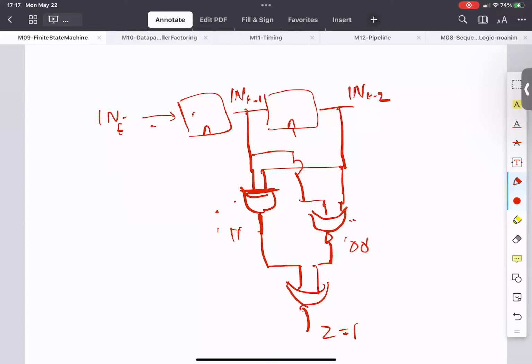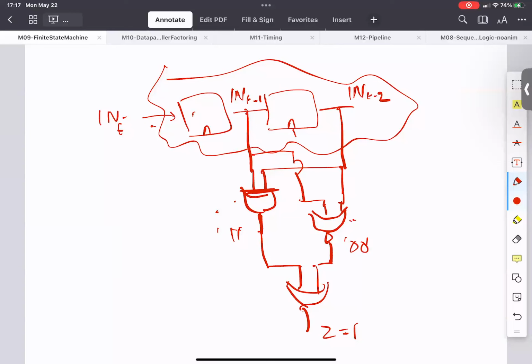So I can implement a lot of pattern detectors with this kind of approach, where we basically put a chain of flip-flops. This is often also called a shift register, because the inputs are kind of shifting, but it lets me remember the most recent k inputs. And then as long as I can solve my problem using those efficiently, it's good to go.